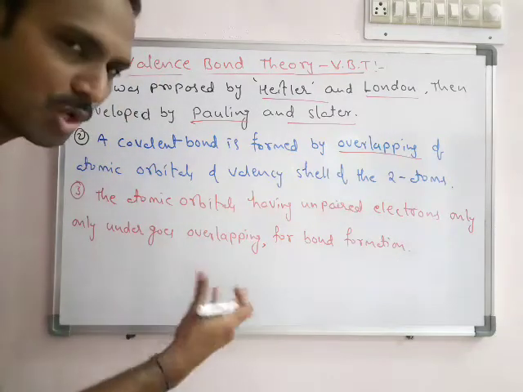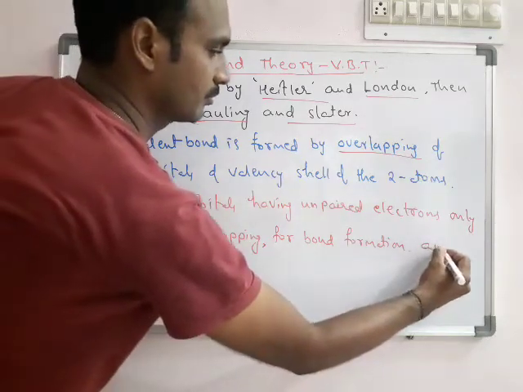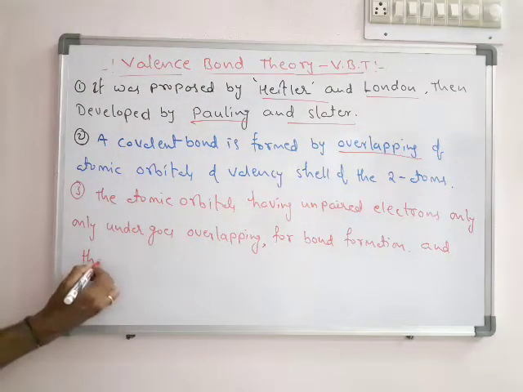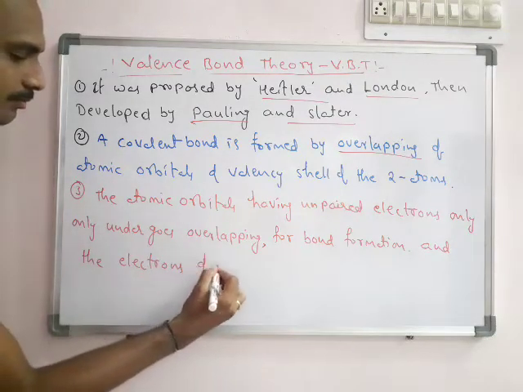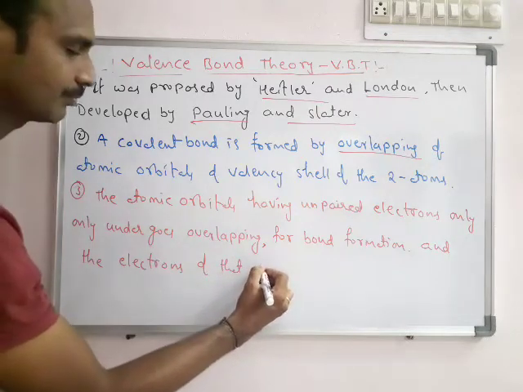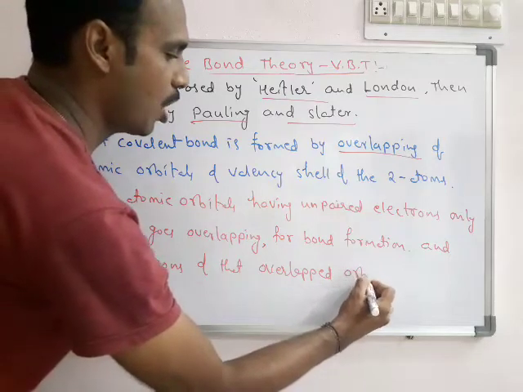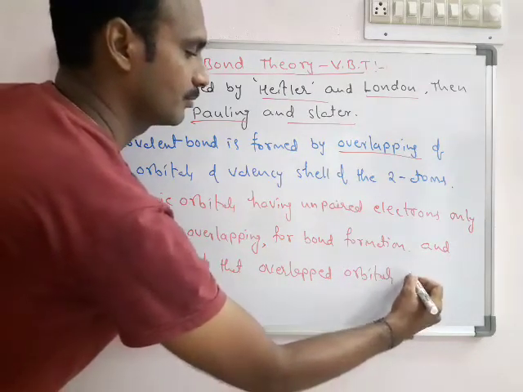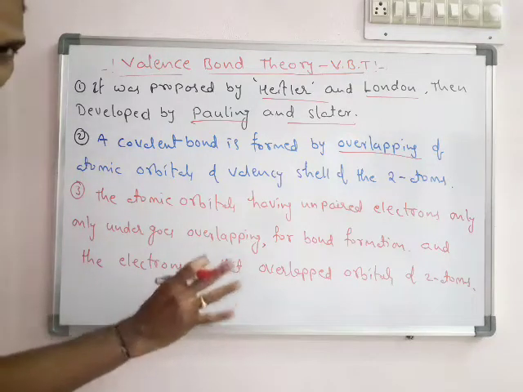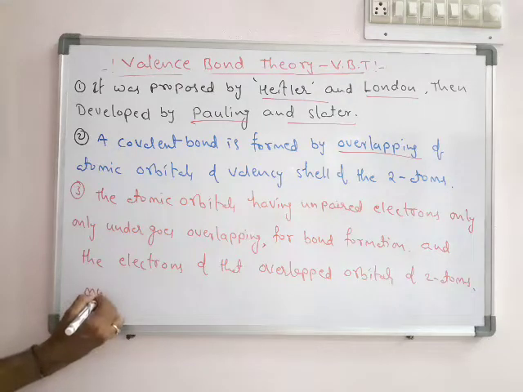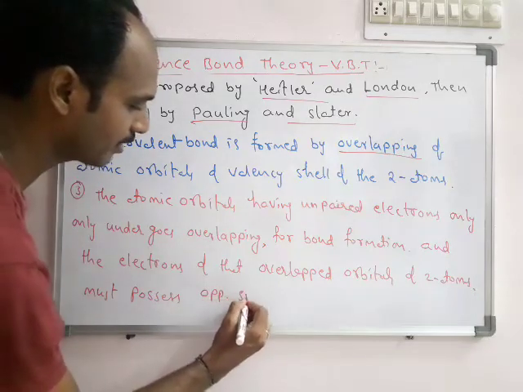So in this overlapping of two orbitals, the electrons from the two orbitals must have different spins. And the electrons of that overlapped orbitals of two atoms must possess opposite spin. This is an important one.